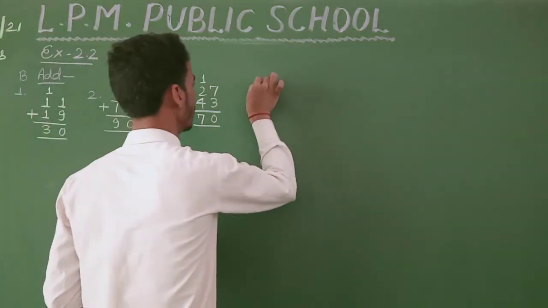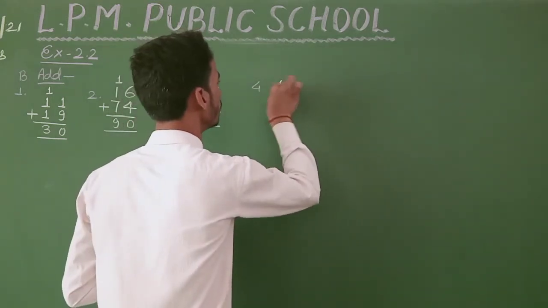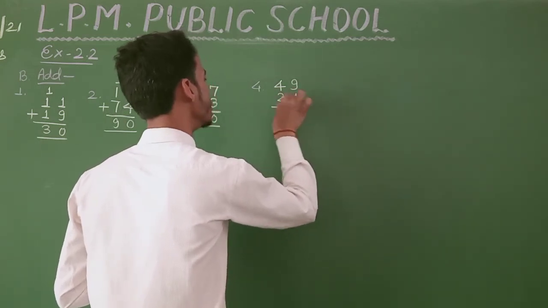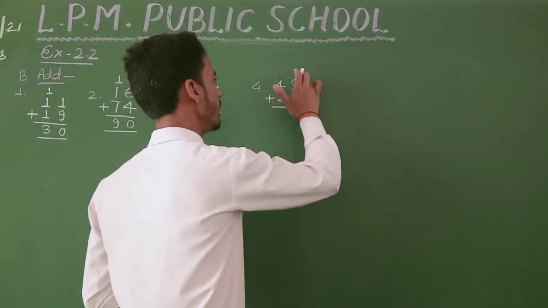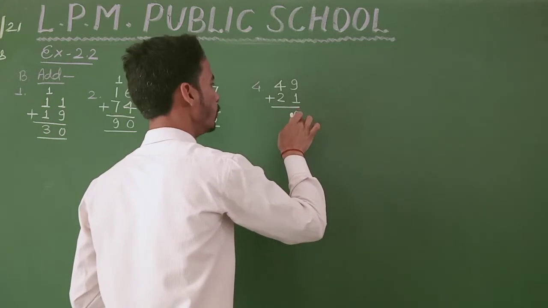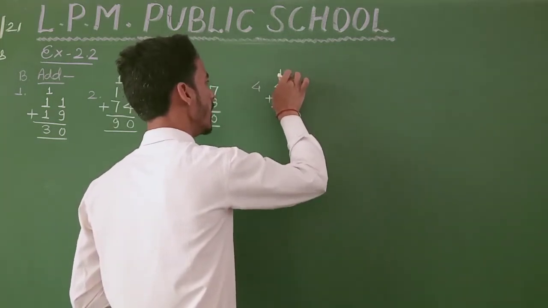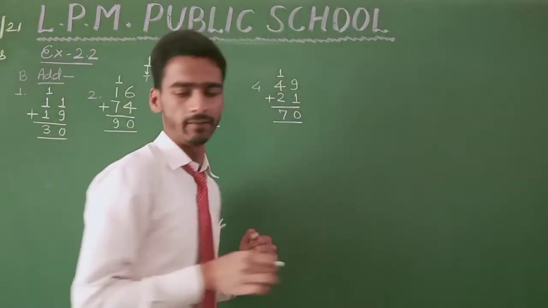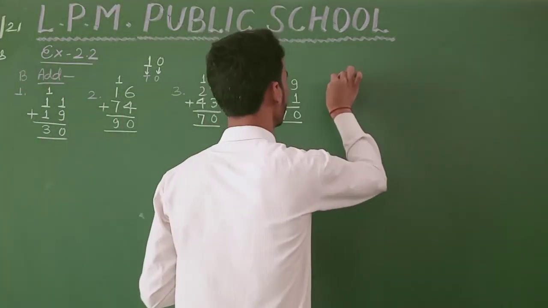The next question is question number 4: 49 plus 21. We know that firstly we have to add the ones places. So we add 9 and 1, that makes 10. So here we put 0, and here we place 1 as a carry. And 4 plus 2 is 6, and 1 makes 7, that makes it 70.